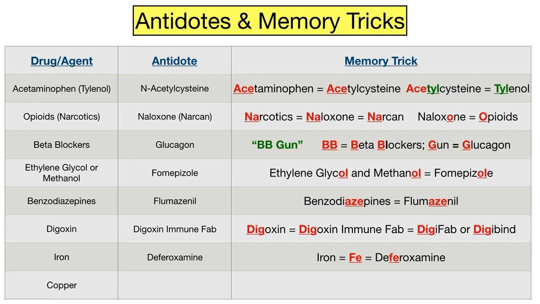The last toxicity in this group is copper. The treatment for copper toxicity is penicillamine. An easy trick to remember this is to think of copper penny, which will help you remember penicillamine.